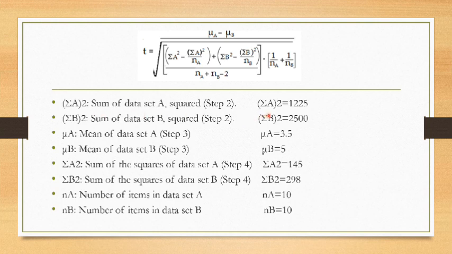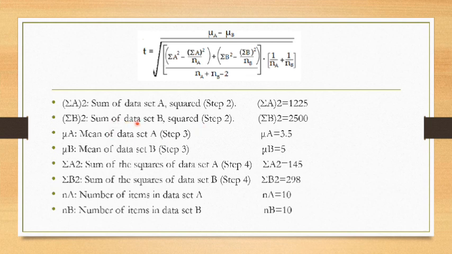The one on top is the mean of data set A minus the mean of data set B. While the ones inside the formula are the sum of data set A, 50, divided by 10, which is equal to 5. Set these numbers aside.